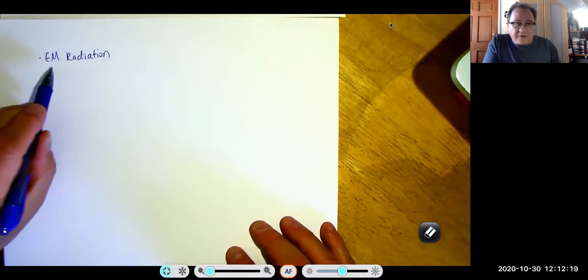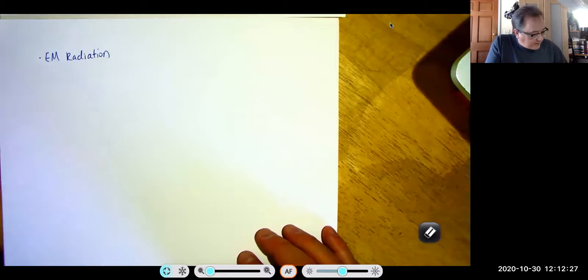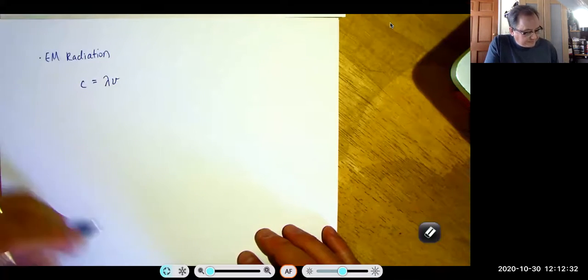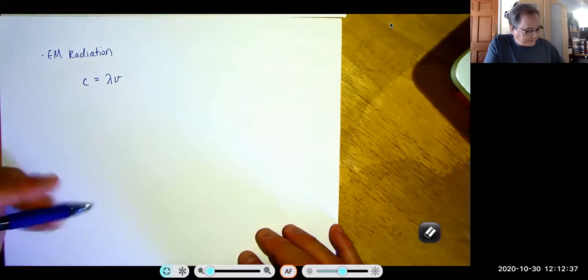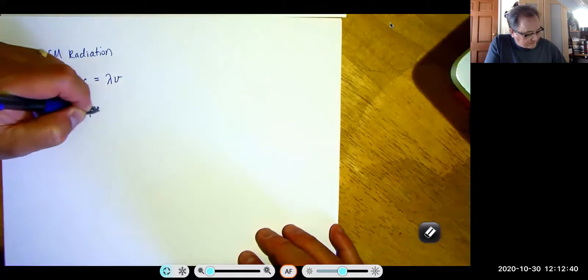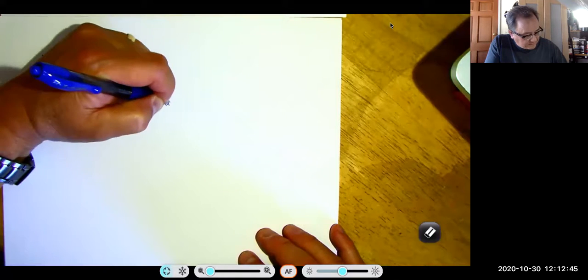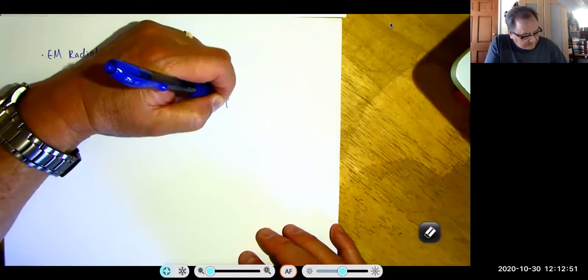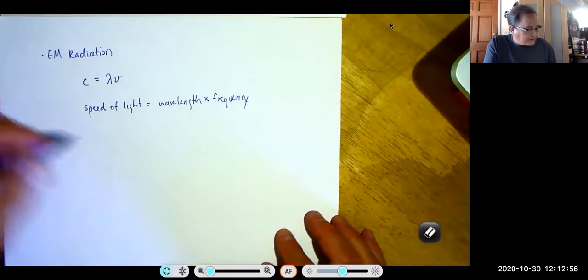And true to form, I don't like writing a lot. So instead of writing electromagnetic, I'm writing EM for electromagnetic. The equation you want to remember is this: the speed of light is equal to the wavelength times the frequency. That plays an important role for the rest of the chapter. So you want to know this equation.